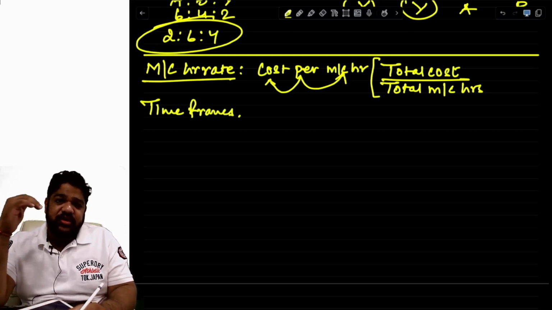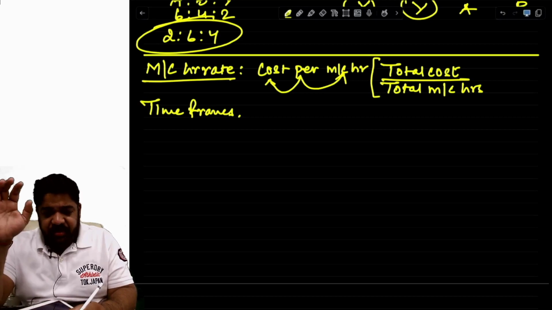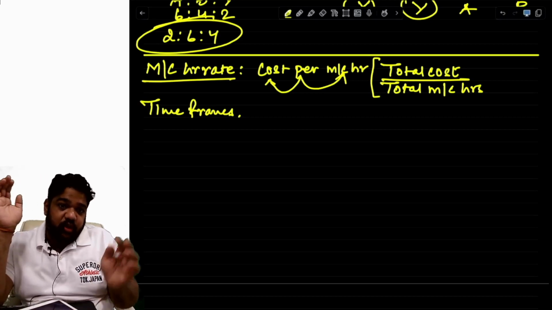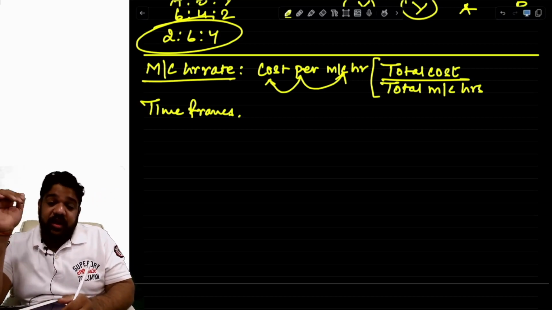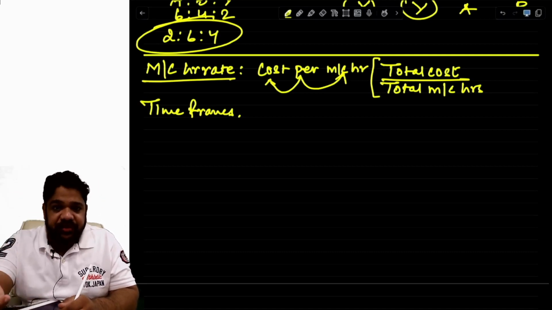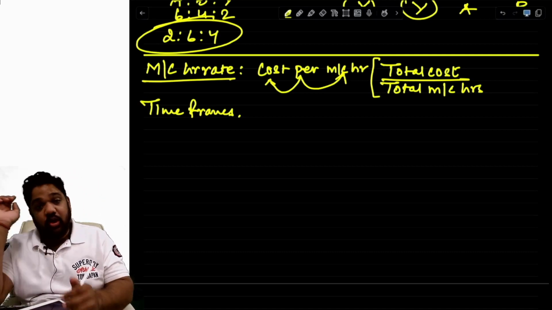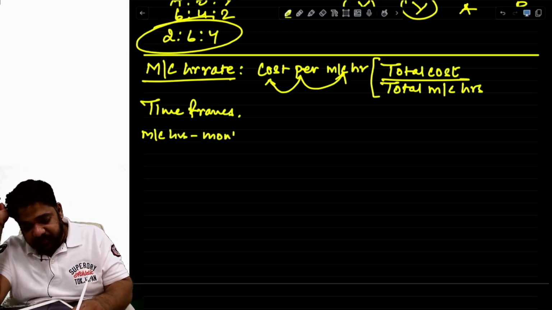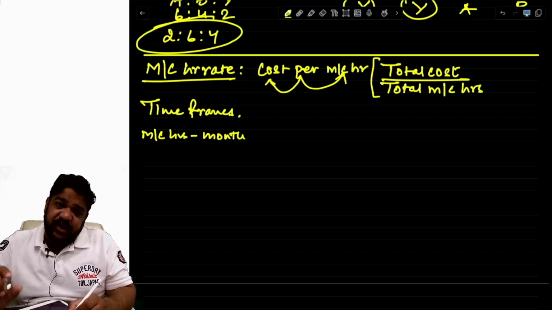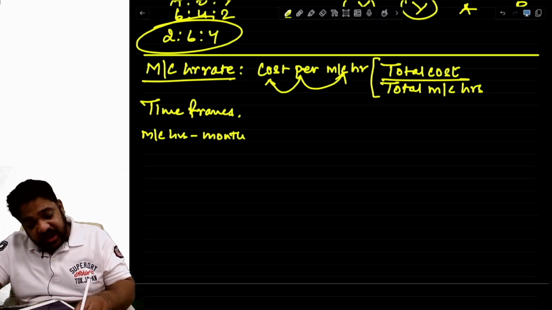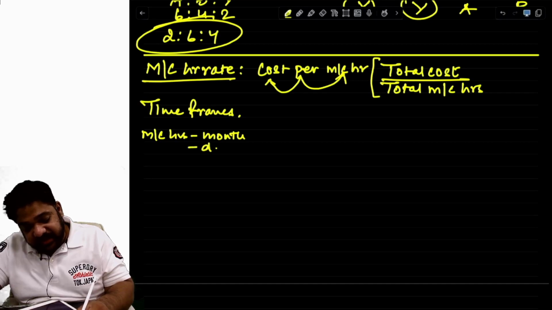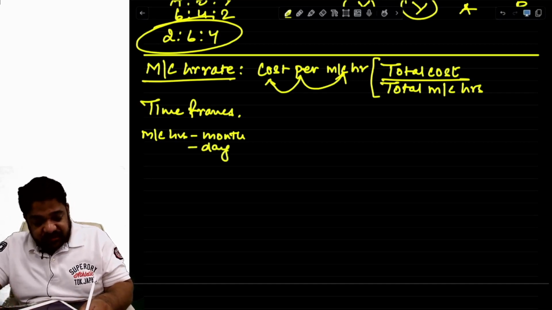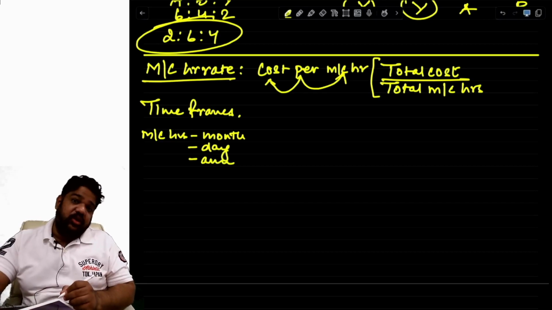They may give you the cost in days, weeks, months, year, whatever. Okay, but you will have to bring them all to the same time frame. Now the bigger question is which time frame. So my suggestion, always and always, if you have been given the machine hours on a month basis, then find your cost also on a month basis. If your machine hours are given on a day basis, find your cost for a day, and if they're given on an annum basis, then find your cost per annum.